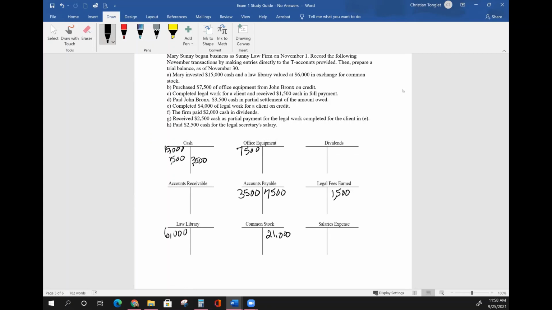E, completed $4,000 of legal work for a client on credit. So I'm doing work for someone. They haven't paid me cash yet. It's on account. That's called what? They owe me money that I'm going to receive in the future. So it's accounts receivable. That's an asset account. So a $4,000 asset, accounts receivable. I'm debiting. And I did legal work, so now I have fees that I've earned again, $4,000.